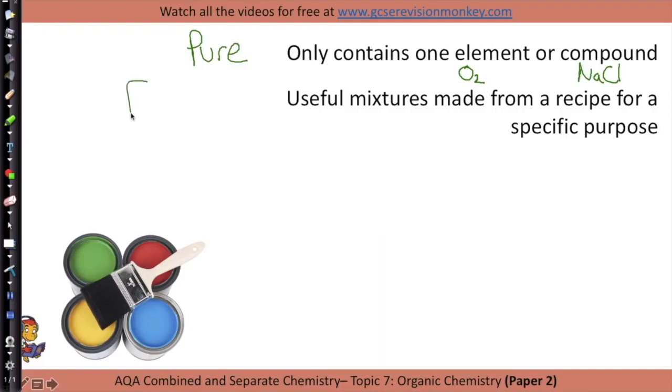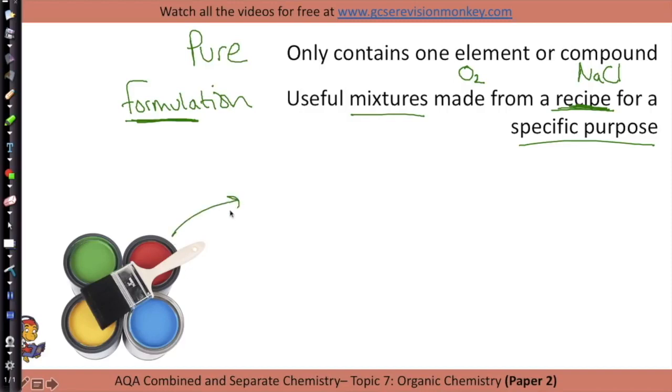The other key word for this topic is formulation, and that is a useful mixture made from a recipe for a specific purpose. So it can't be any old mixture, can't be air, for example, which is any mixture of gases that we have around us. It has to be one that we have man-made and purposefully made to do a particular job. So it's got the word formula in it, so that will remind you it's following a particular recipe, a particular formula to make a desired product.